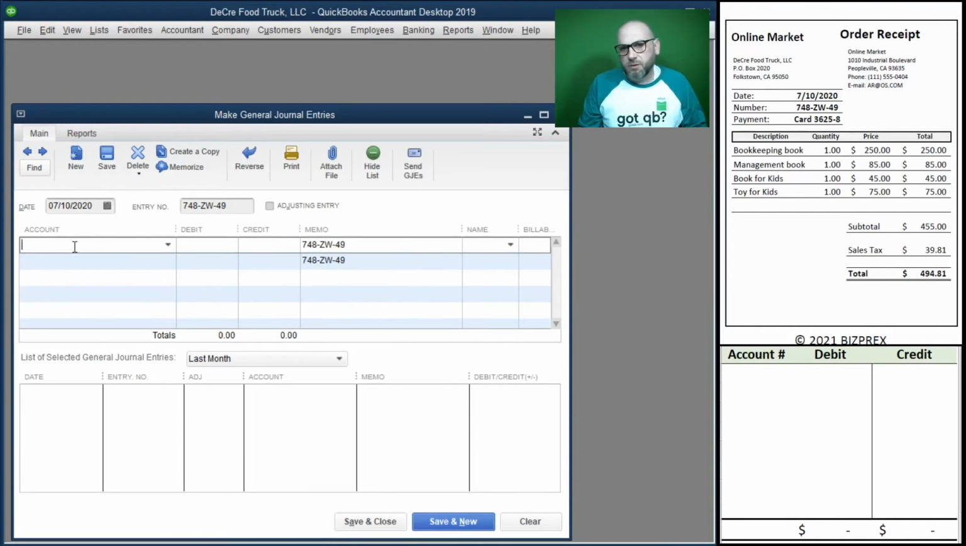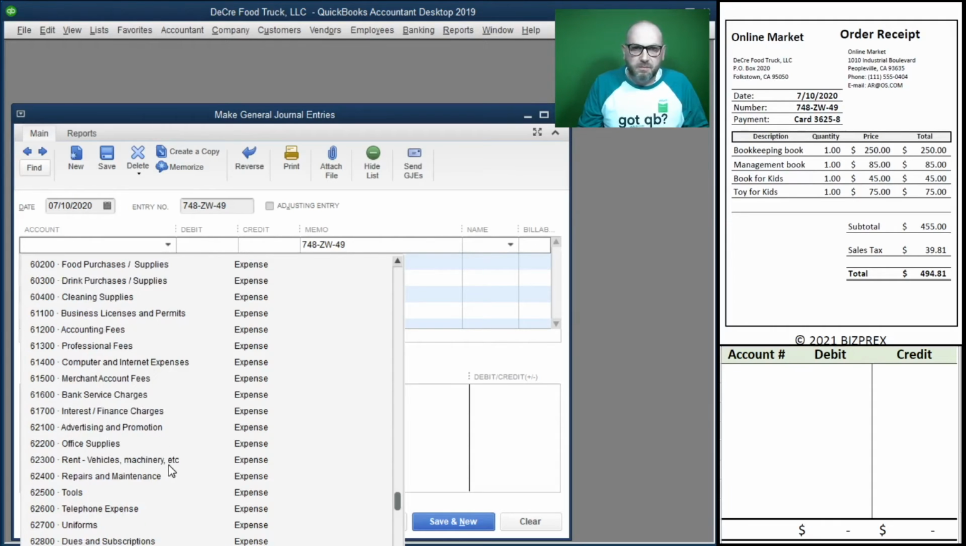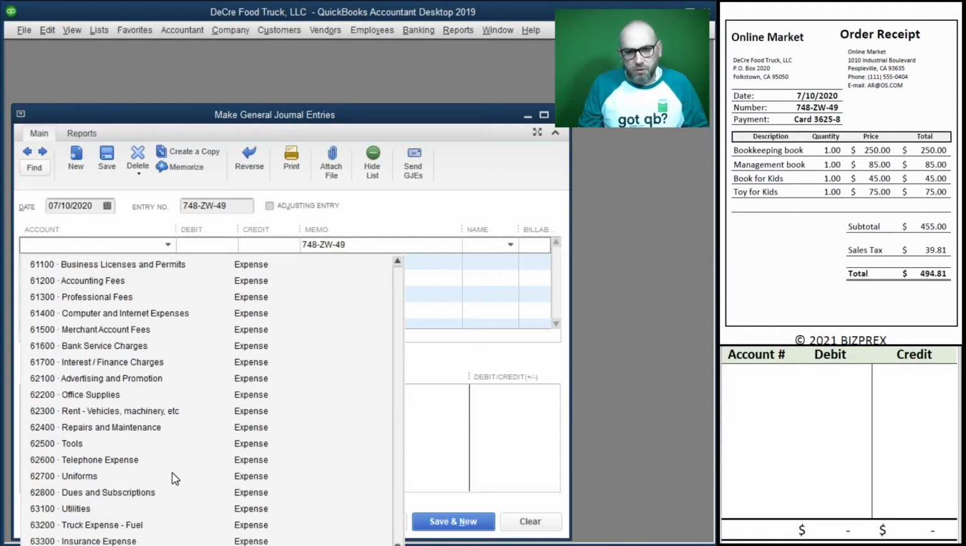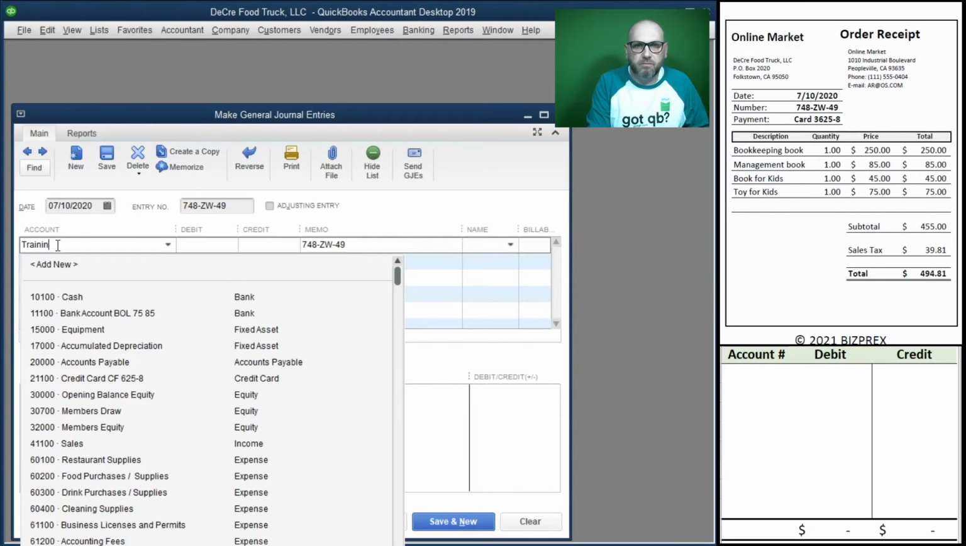Let's create a new account, right? I mean, we currently don't have one. This is a good opportunity. This would fall more under training, right? Training. We currently don't have one. It could fall under dues and subscriptions, but it sounds like it's training materials. So let's go ahead and create one.